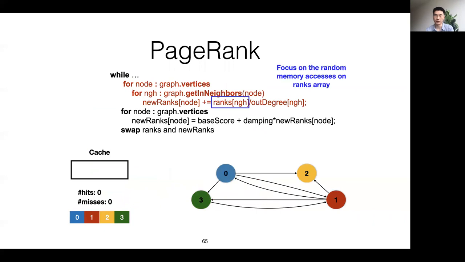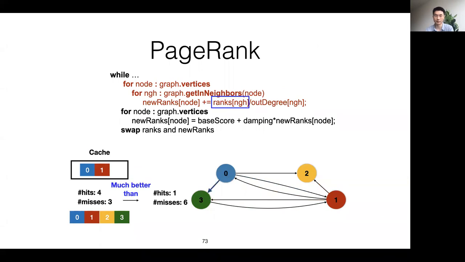If we do the same simulation again, we'll note that this time we're getting more cache hits than before, which is much better than 1 hit and 6 misses. The reason is that by grouping together frequently accessed nodes in the same cache line, we're able to improve the utilization of each cache line.